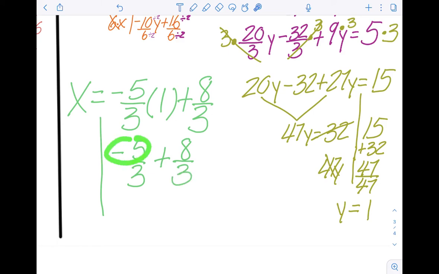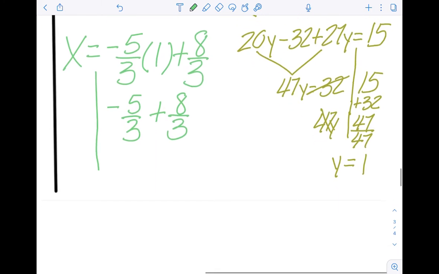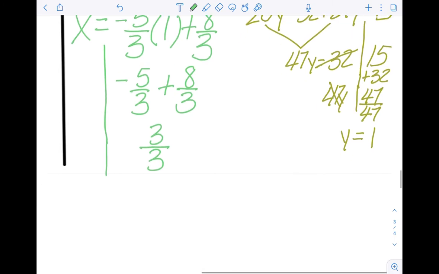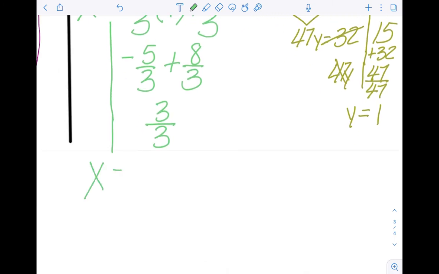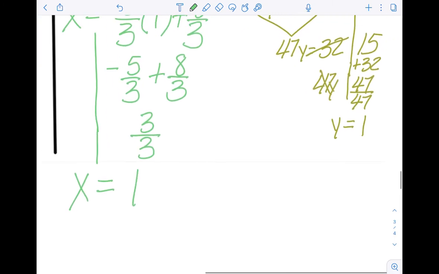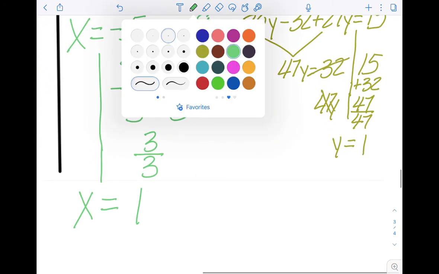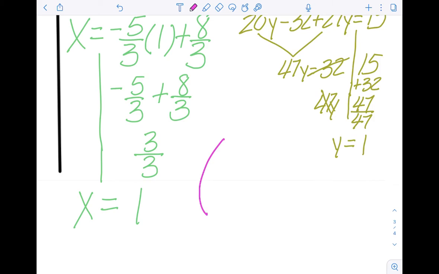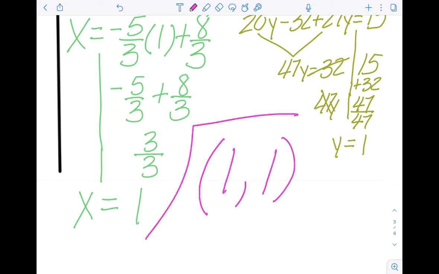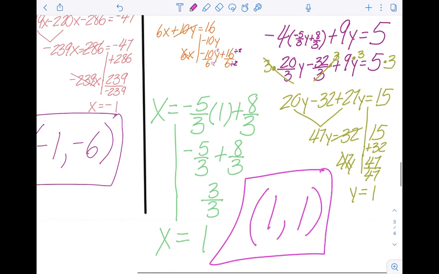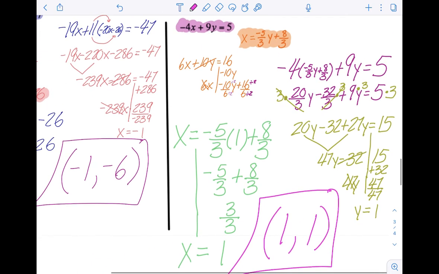A negative 5 and a positive 8. 8 minus 5 is 3. So we get positive 3 over 3, which is x is equal to 3 divided by 3 is 1. Look at that. Right? So our final solution is x comma y, 1 comma 1. There you go. Look at that. Lots of work, right? Lots of work, but not impossible.